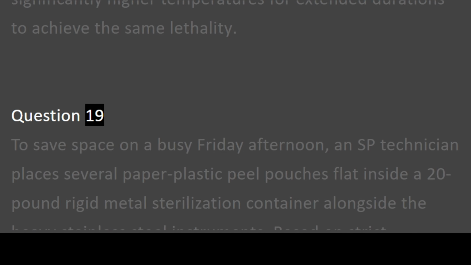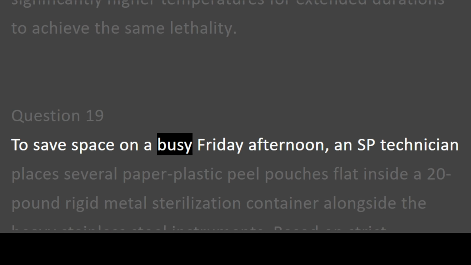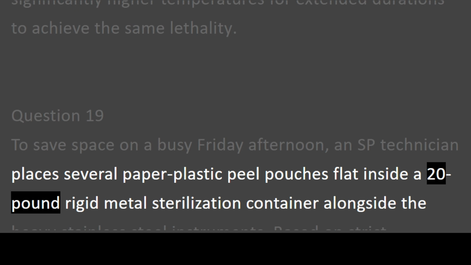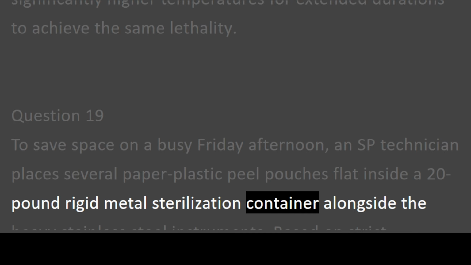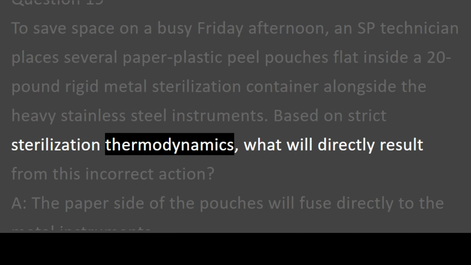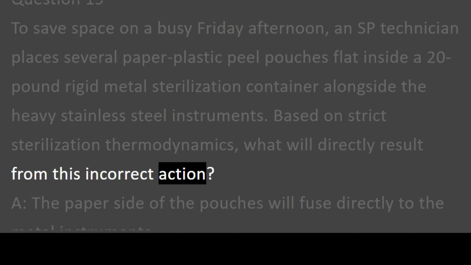Question 19. To save space on a busy Friday afternoon, an SP technician places several paper plastic peel pouches flat inside a 20-pound rigid metal sterilization container alongside the heavy stainless steel instruments. Based on strict sterilization thermodynamics, what will directly result from this incorrect action?